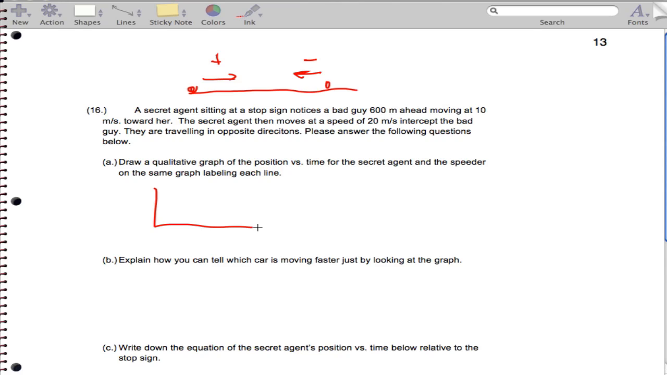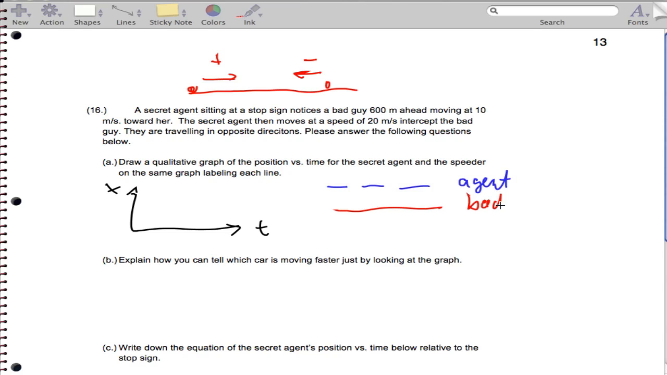So when we actually draw this graph, what's going to happen is we have position versus, you know what, I don't like this color. Let me draw the axes here in black. So I have position versus time, and we're going to do the same thing. I'm going to make the secret agent a blue dotted line. And I'm going to make the bad guy a solid red line. So here's what happens. The secret agent starts moving like this, but the bad guy is moving backwards, and they meet here. That's what happens with this graph.